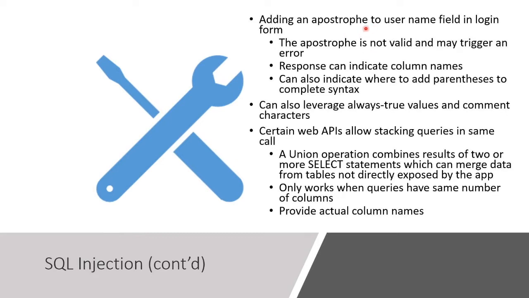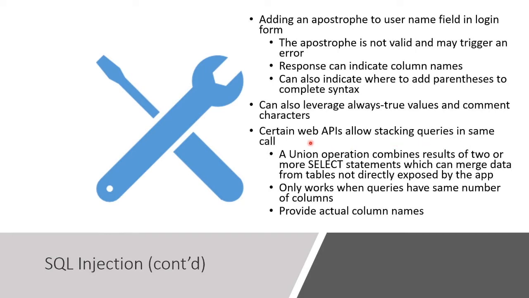So if you just put in an apostrophe, a single quote, that by itself is not a valid name, just the apostrophe. It will trigger an error. And the response could include or could indicate names of different columns and tables. Now I know what to query for. It can also indicate where to add parentheses to complete syntax. So they're trying to be helpful here, not realizing that you're being malicious. You can also leverage what are called always true values and comment characters, we're going to see in a moment. There are certain web APIs that allow you to stack queries in the same call. In other words, have multiple queries in the same activity, the same transaction.